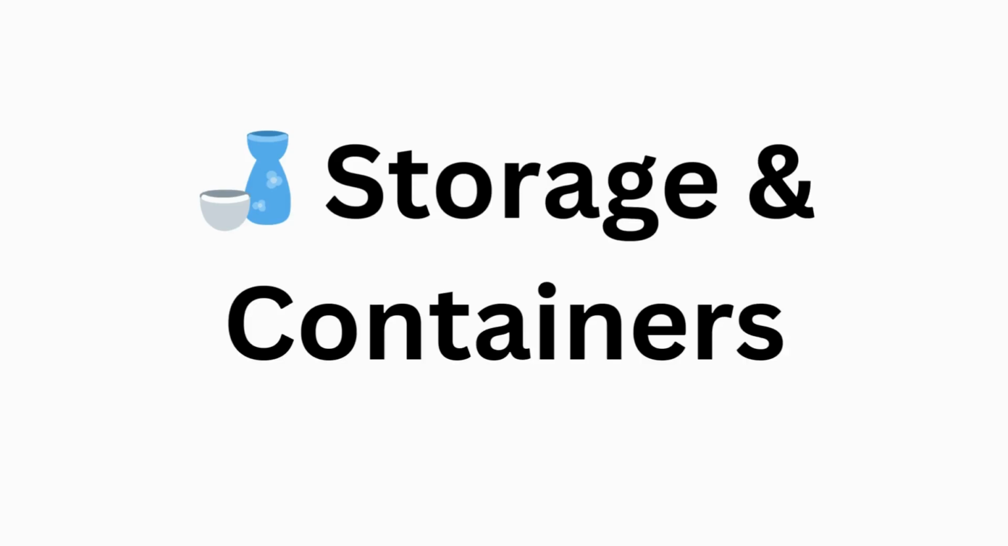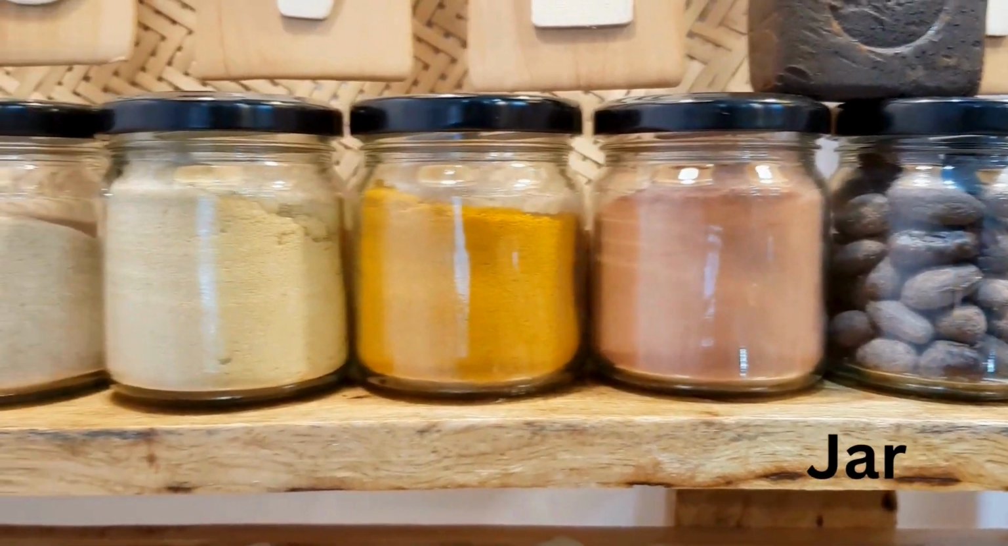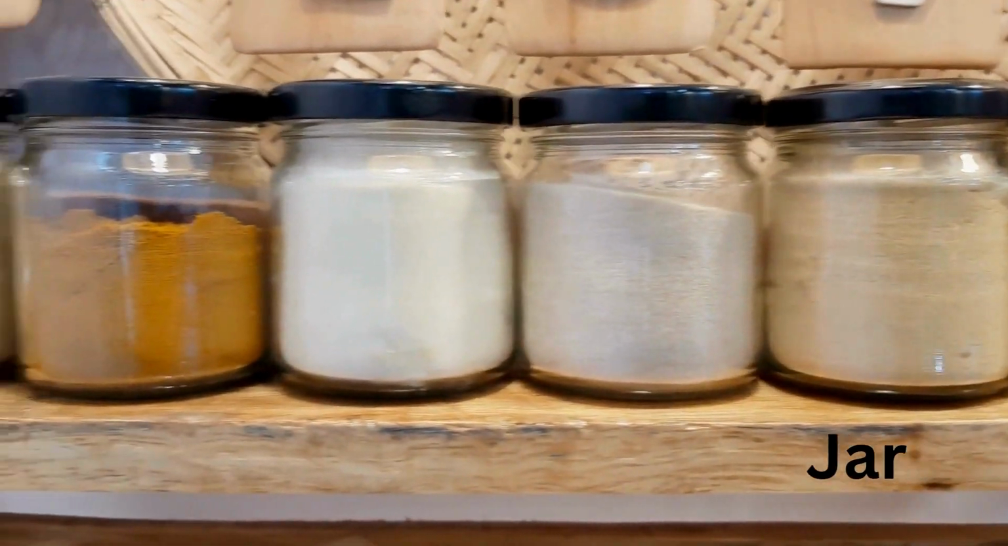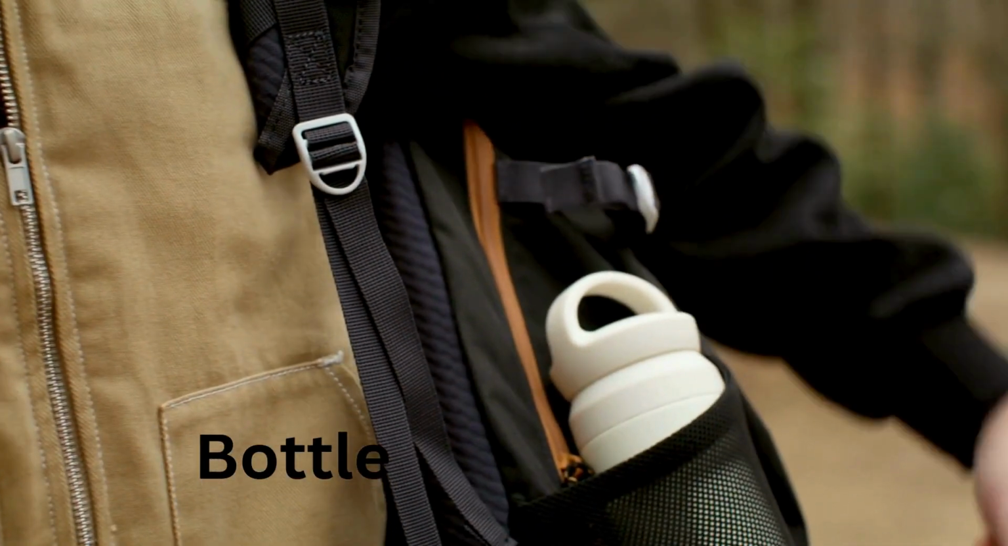Storage and containers. Jar. A jar is used to store spices, pickles, or sauces. Bottle. A bottle is used to keep water, oil, or juice.